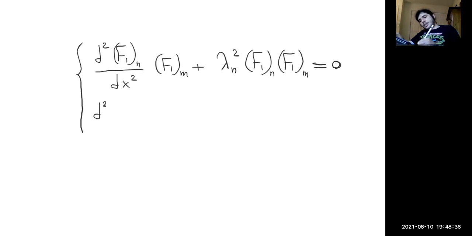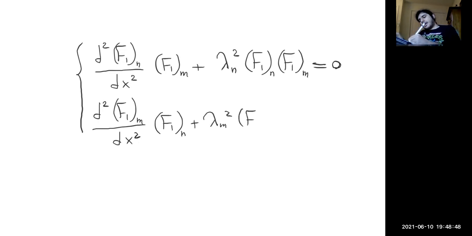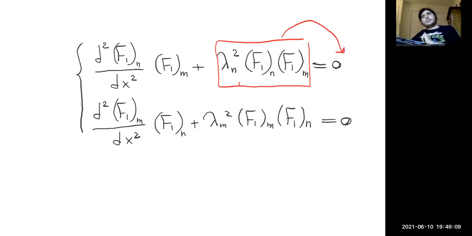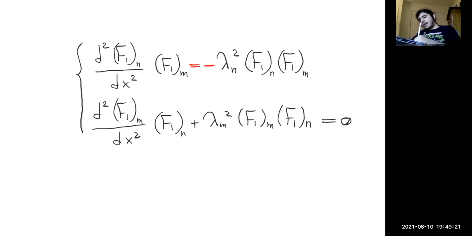That would be the first equation. The second equation, well, we should change the place of m and n. It would be the second derivative of F1m times F1n plus lambda m squared F1m F1n is equal to 0, right? Now, we can take these two terms to the other side. Let's take this term to the right-hand side of the equation, so it simply becomes negative. I can do the same thing with the second equation too. That's what we are going to get. We would have two equations. The right-hand sides are almost equal.